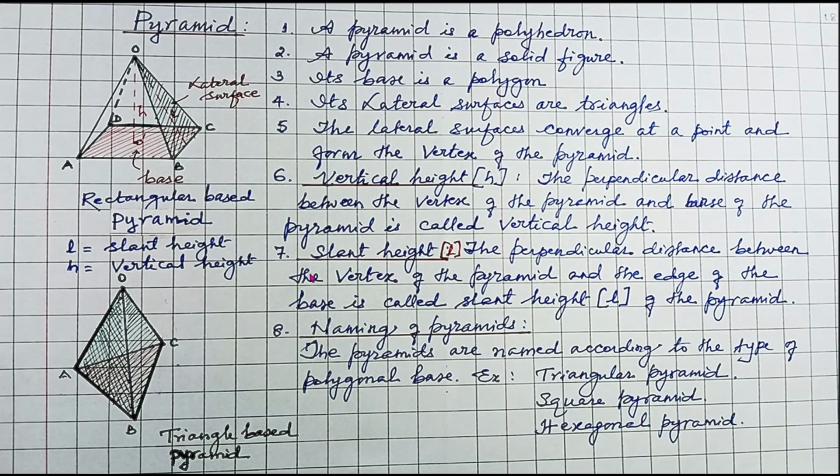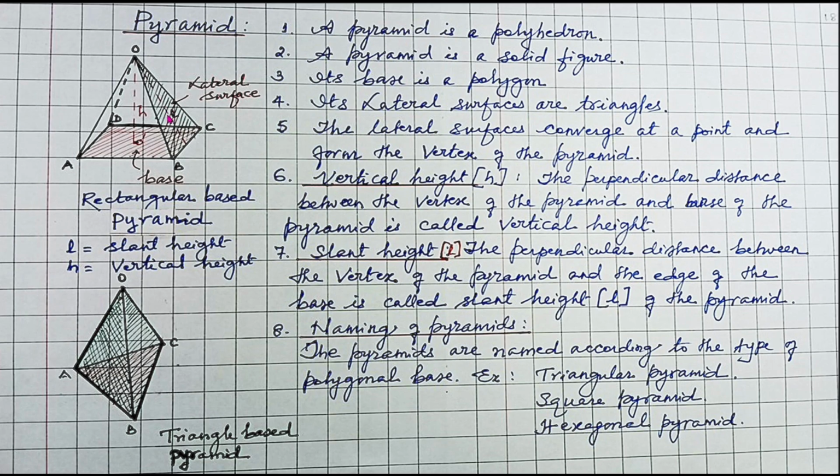Well, in this learning session, we will be learning about a solid figure known as a pyramid. Now, a pyramid is a solid figure. A pyramid is a polyhedron. Its base is a polygon. It can be a triangle, it can be a square, it can be a rectangle, but it is a polygon. Its lateral surfaces are triangles.